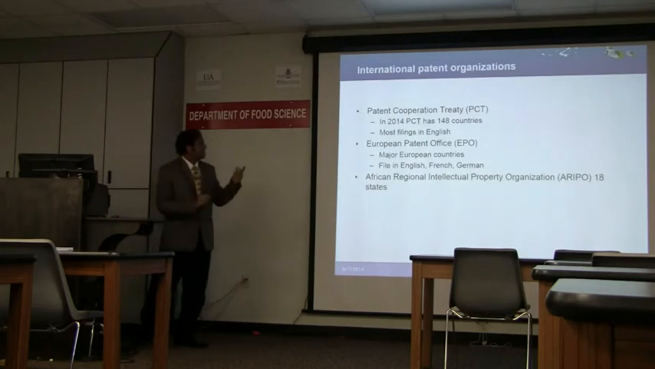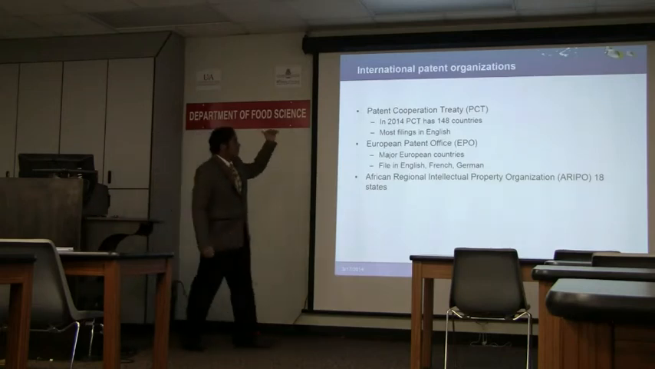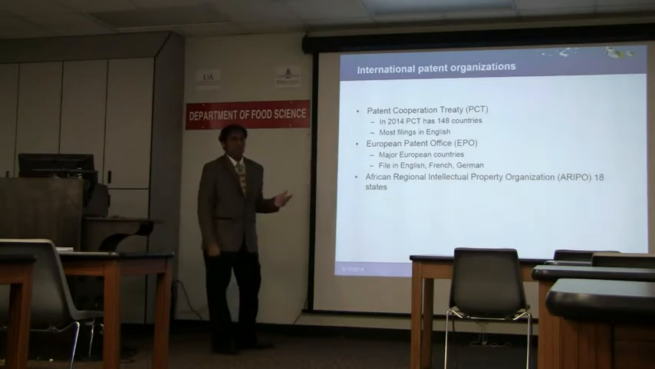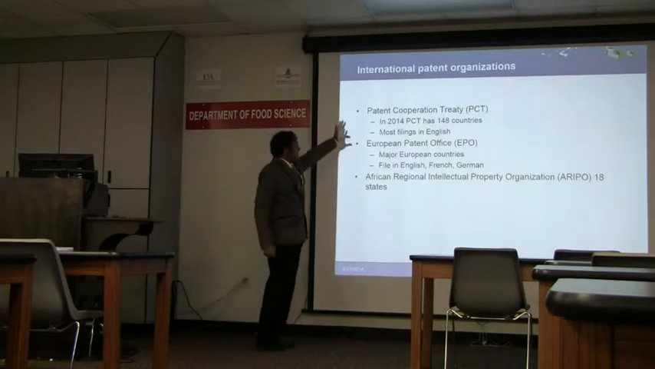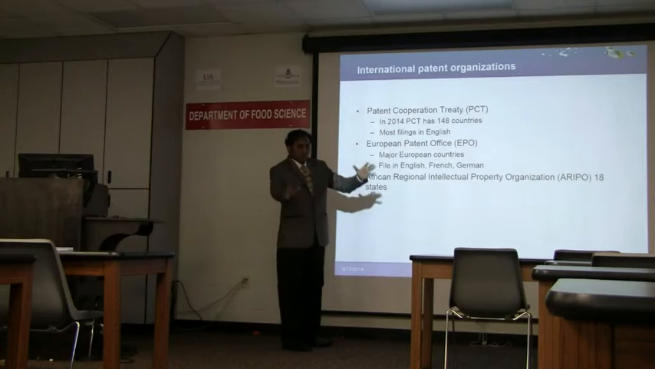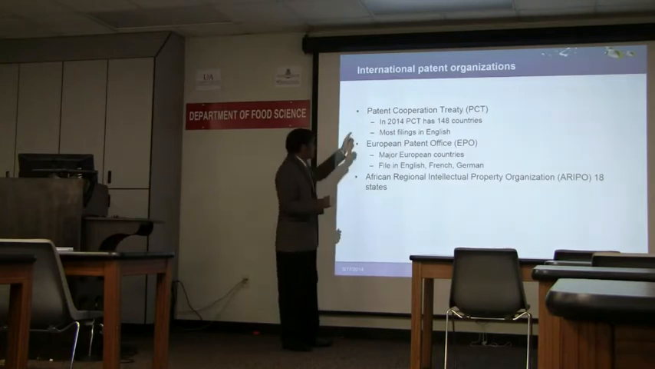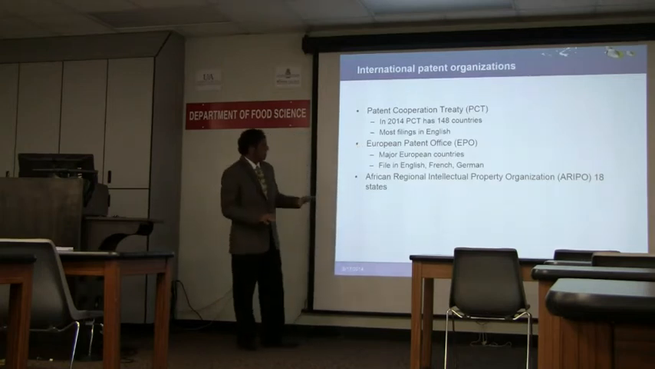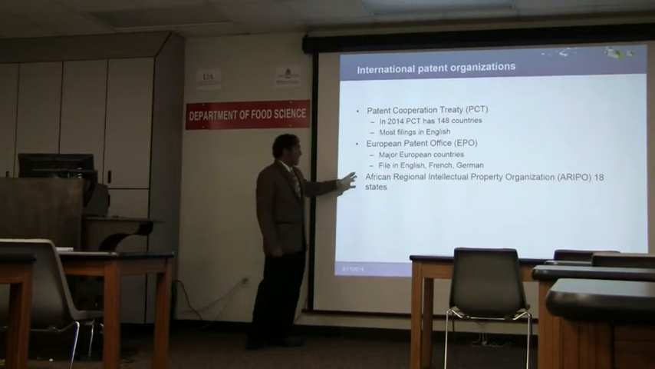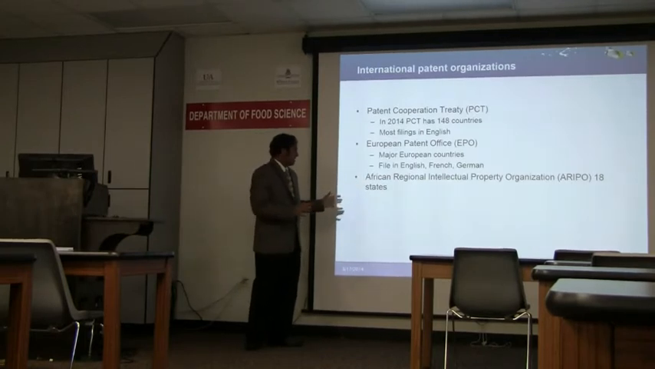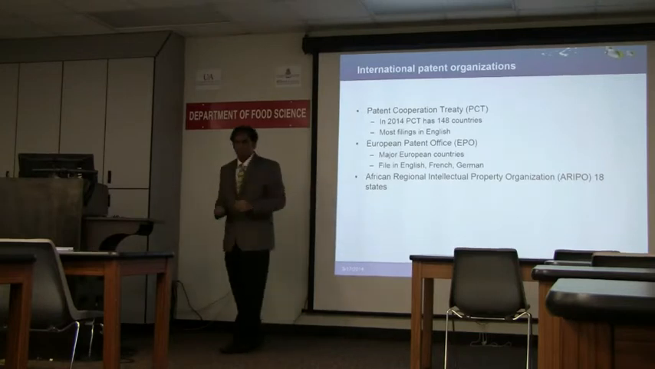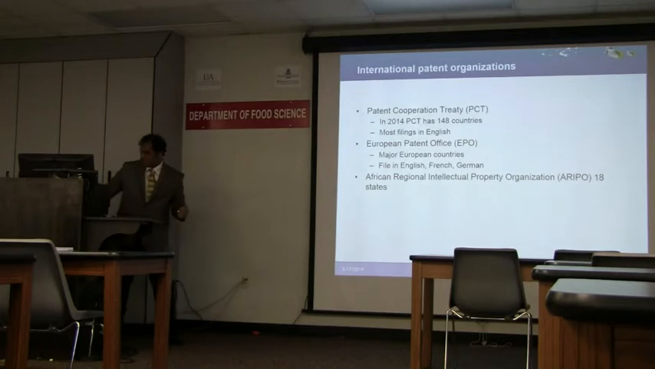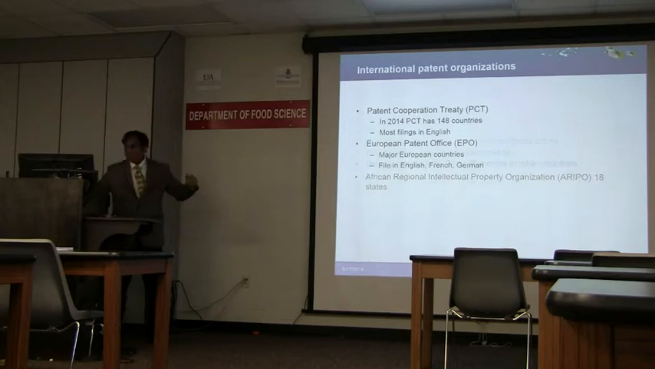The next is the international patent organizations. You can also file with WIPO, the World Intellectual Property Organization, which is located in Geneva. It has 148 countries which are signatories to the WIPO treaty. I'll come to this again. And the European Patent Office covers all the European countries under a single patent office. And ARIPO, the African Regional Intellectual Property Organization, has 18 members. You can file in these organizations to secure your invention in their member states.